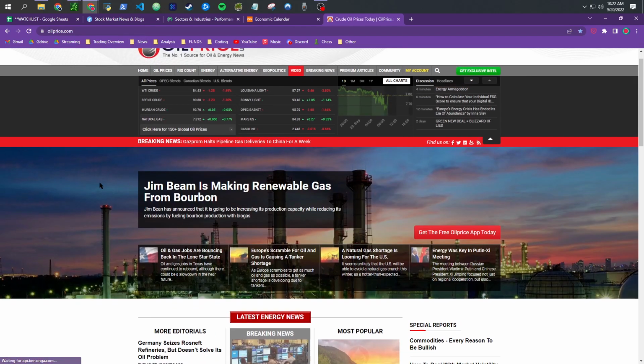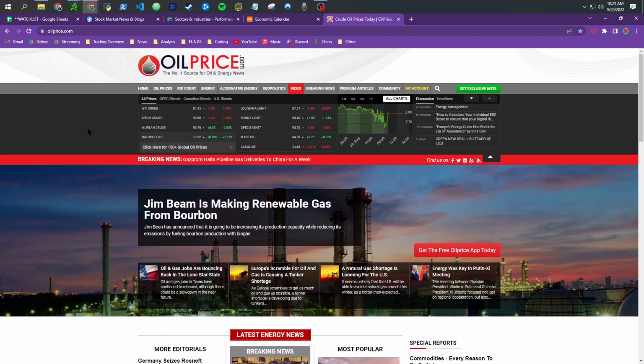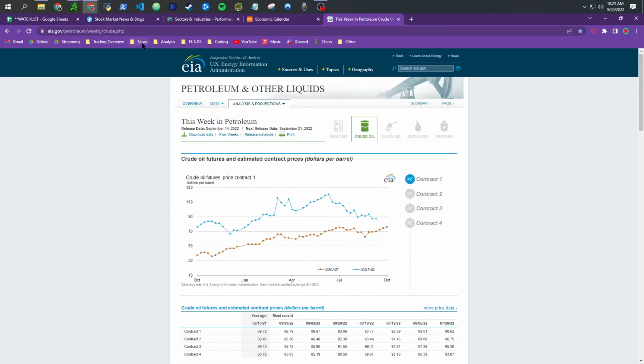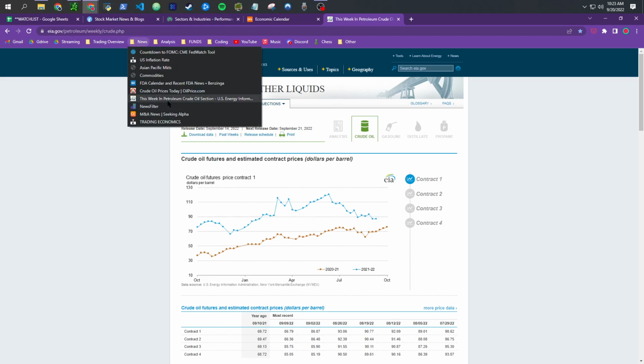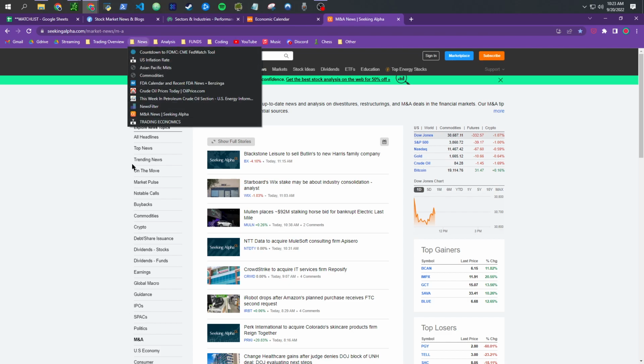Oil price today, it's a good one. I don't think there are too many biased articles. They're usually just reporting figures, data, and actual facts. So oil price is actually pretty good. EIA, I like to see what their reports are, and compare them to other reports. Let's see. Yeah, so Seeking Alpha. Oh, M&A news on Seeking Alpha. That's pretty useful. There's Trading Economics again. So yeah, I think I'll probably include all those in the description because I find those pretty useful.